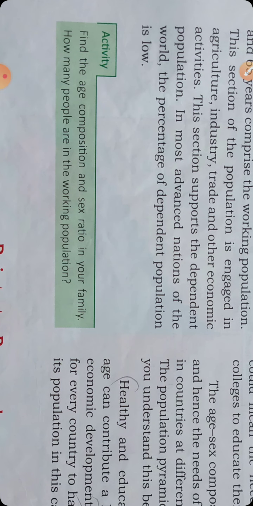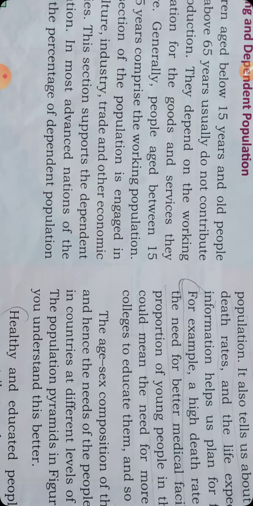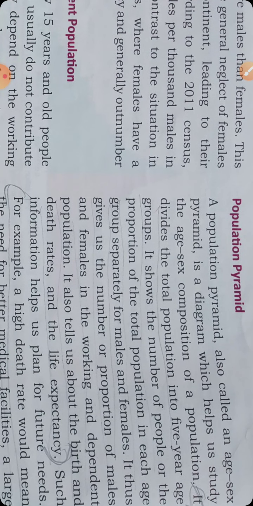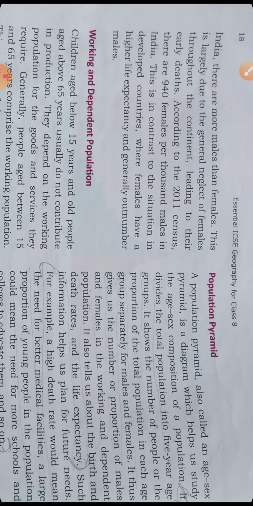So here is an activity for you. Find the age composition and sex ratio of your family. How many people are living, how many males are there, how many females are there, how many people are in the working population. You can write that in one of your copy pages, in a rough way, at the last page of your notebook.